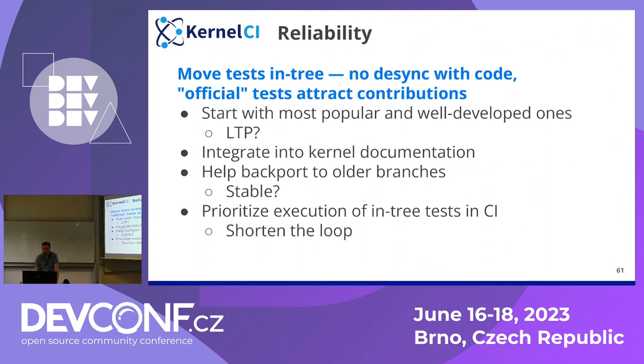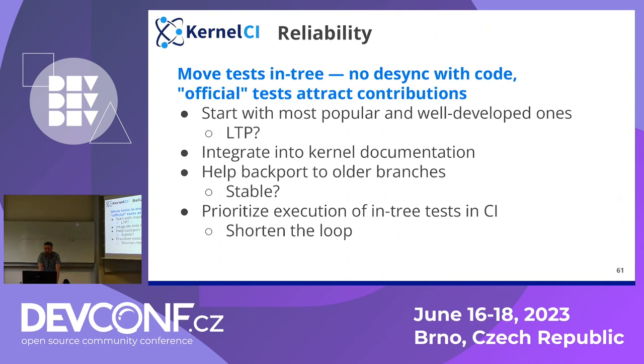So this will be probably controversial. What I think could be done about reliability, apart from fixing the test all the time, is to make sure that the tests are in sync with the code. And what we can do is move at least the most popular or most impactful tests into the kernel repository proper, like LTP, for example, and integrate them in the kernel documentation, make them official. So that would join, of course, KUnit and KSelfTest, but with wider coverage.